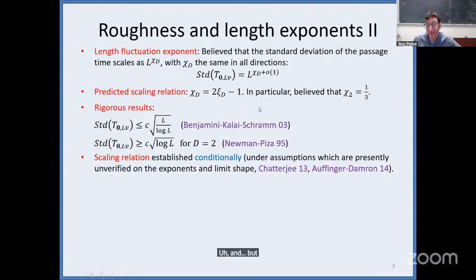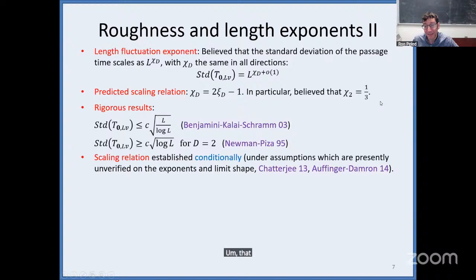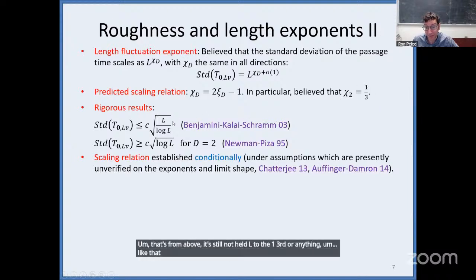But what is known mathematically? Again, very little. We at least know that there is an upper bound of square root L. That's not that hard, but we at least know an improvement to that. You can have L over log L. This is a very nice paper of Benjamini, Kalai, and Schramm using influences of random variables and later extended by several authors. That's from above. It's still not L to the 1/3 or anything like that, but at least it's something.